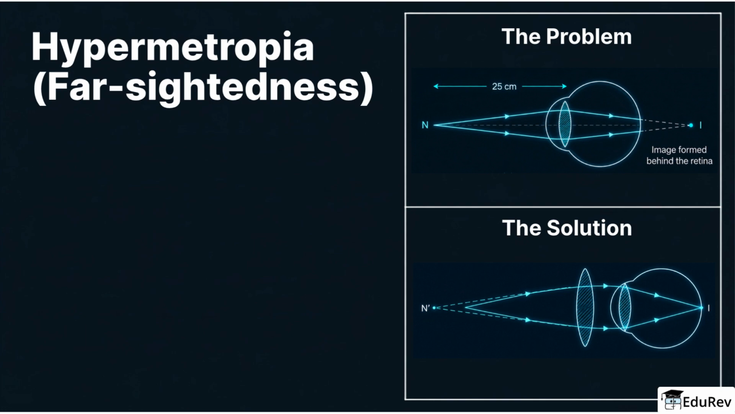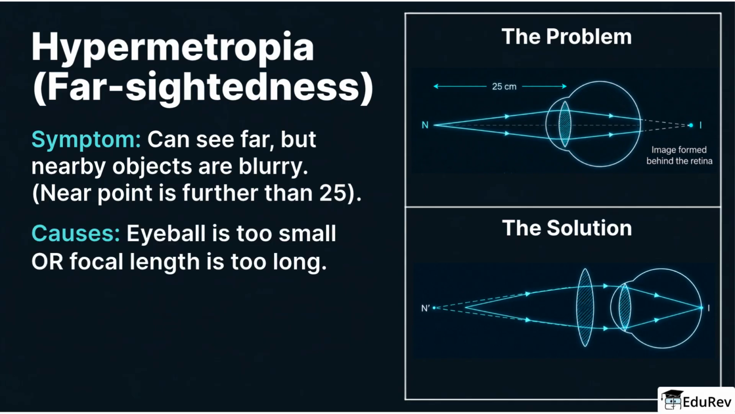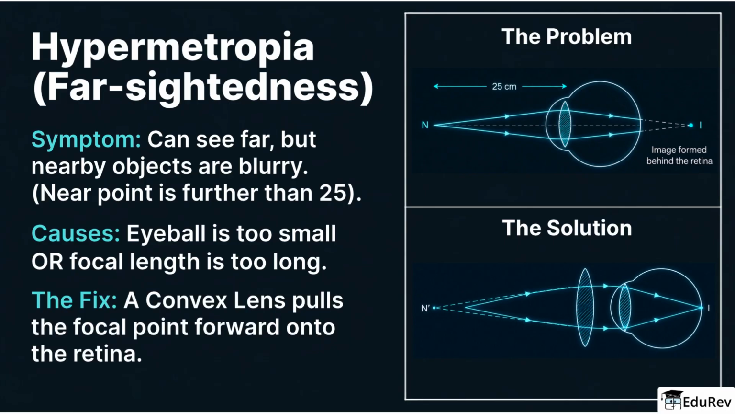The opposite of myopia is hypermetropia, or farsightedness. The symptom here is that a person can see far away, but nearby objects are blurry, meaning their near point is actually further than 25 centimeters. This is caused by the eyeball being too small or the focal length being too long. The fix requires a convex lens, which pulls the focal point forward so it lands precisely on the retina.